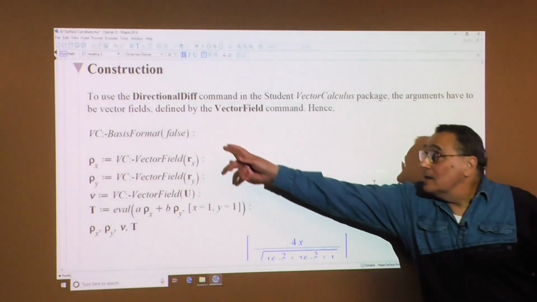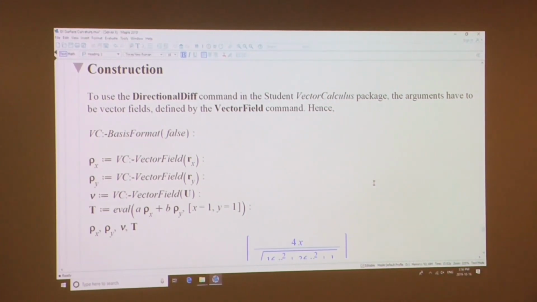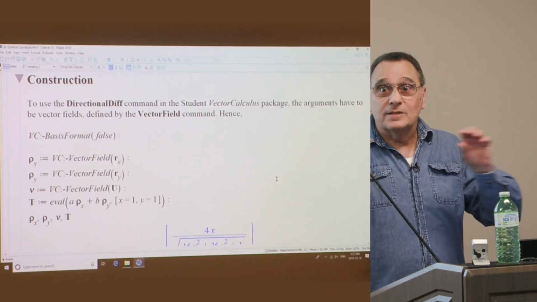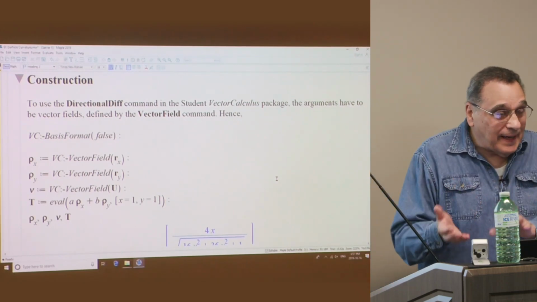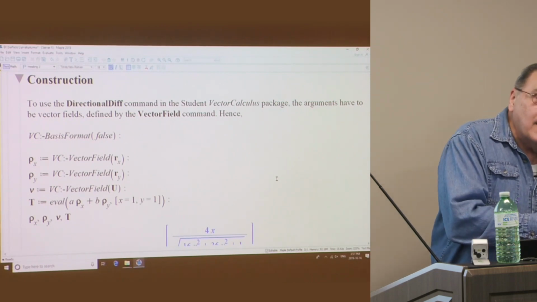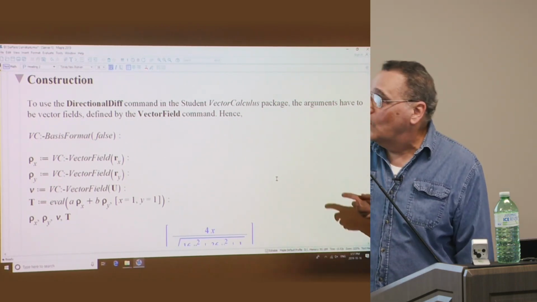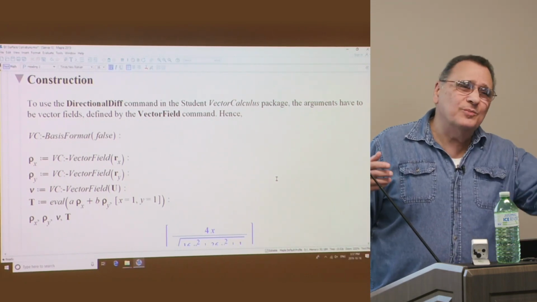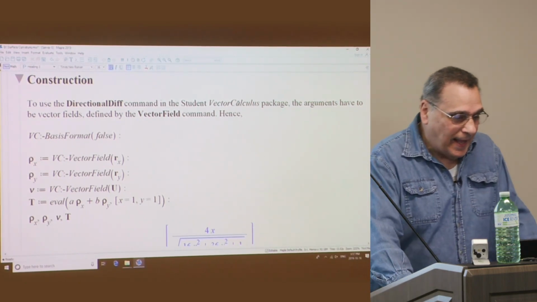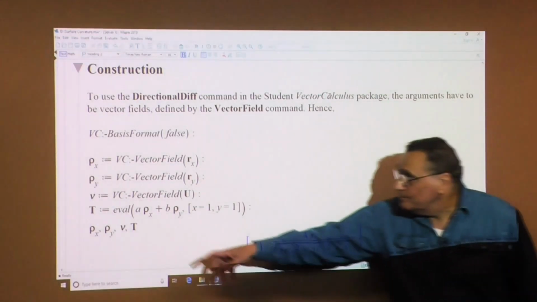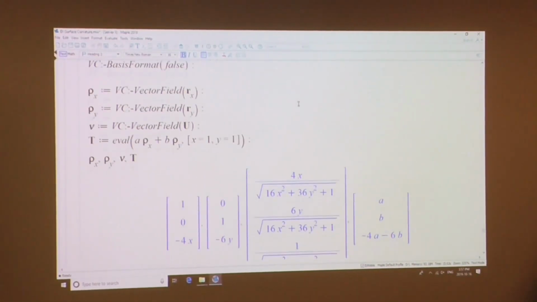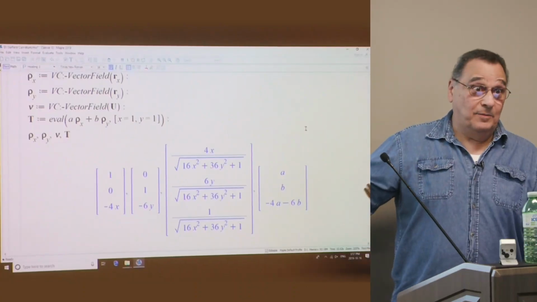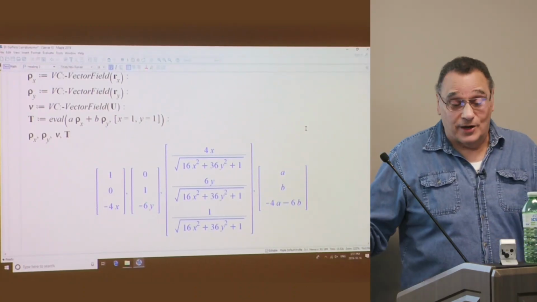Now, I like to use this command, basis format false, so that vectors are displayed as column vectors. Otherwise, you're going to get a sum across the basis vectors, and I just find that harder to read. So I make the vectors that I need into vector fields, but I use a different name. That's why it's rho x, rho y. And for the tangent vector, I take a linear combination of rho x and rho y. They look like they did before, but only now the data structure is vector field.